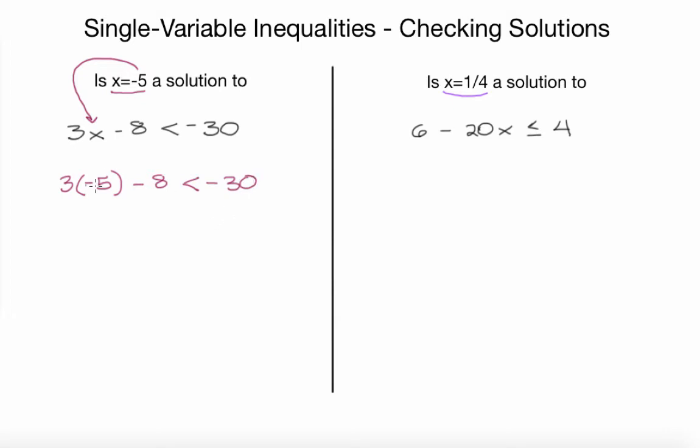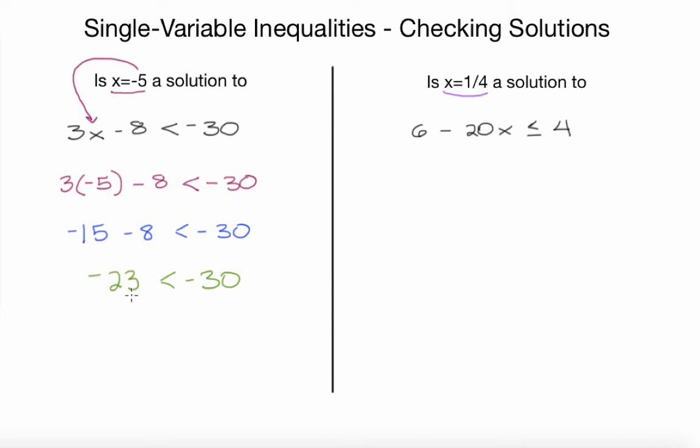All right, let's do some order of operations here. I need to first do multiplication, so 3 times negative 5 is negative 15. Minus 8 is less than negative 30. And now I can do addition and subtraction. Negative 15 minus 8 is going to be negative 23, is less than negative 30. Now let's see if this is true.